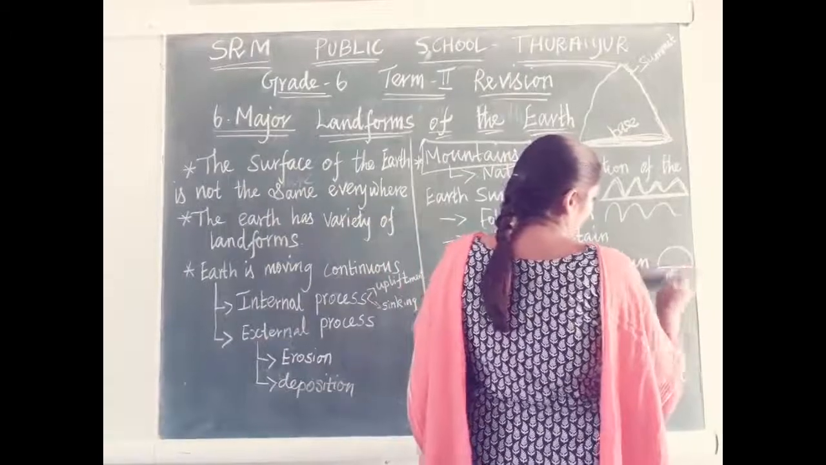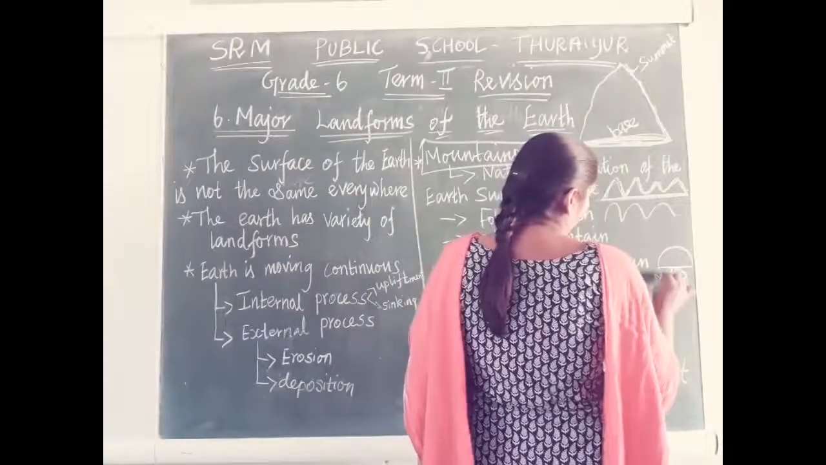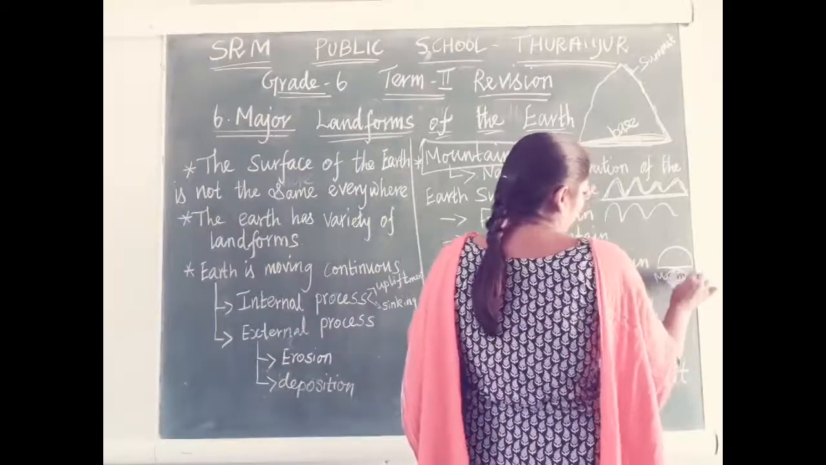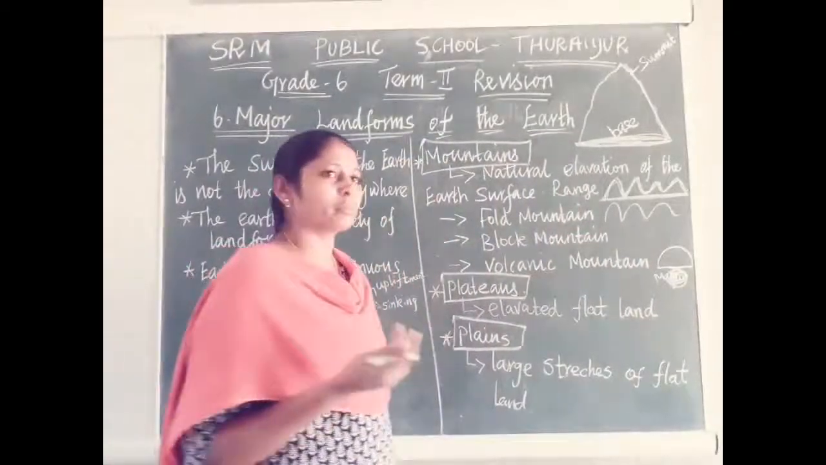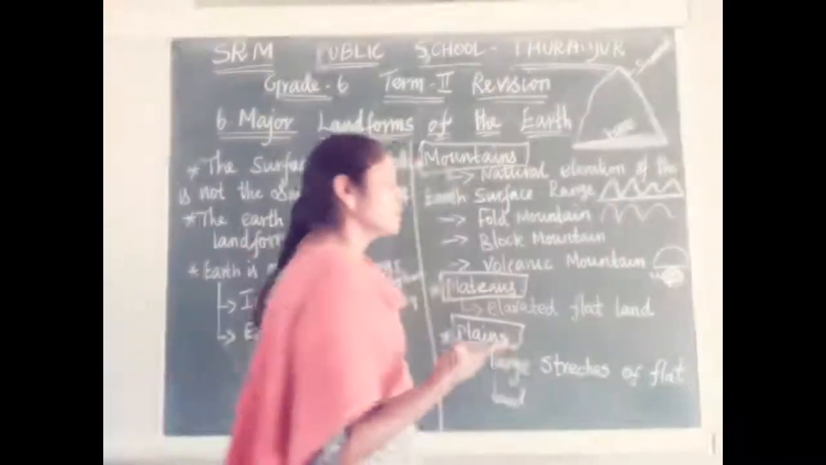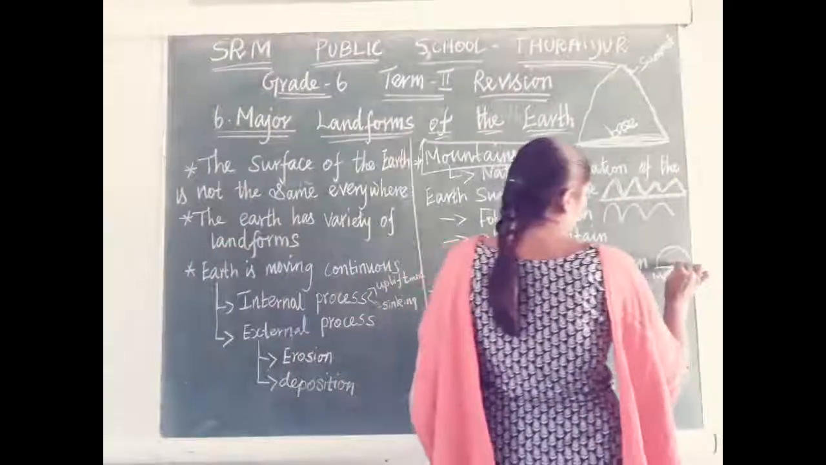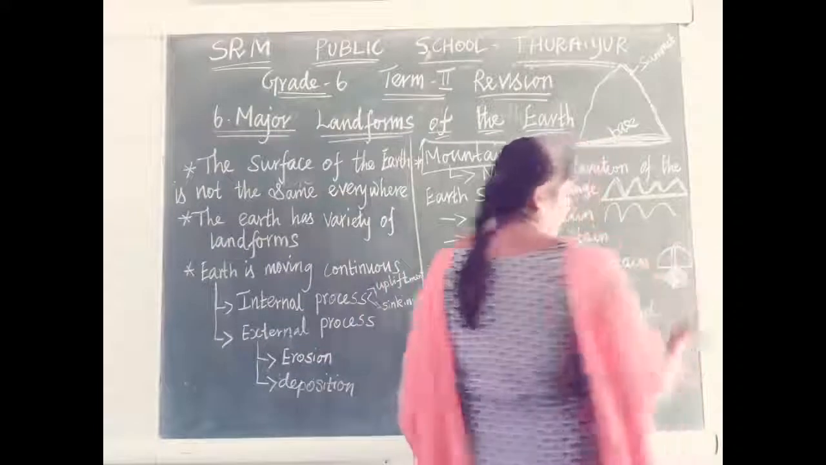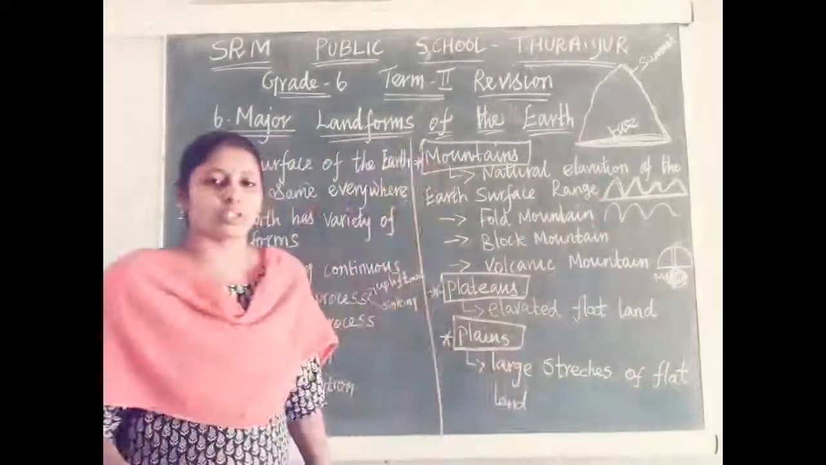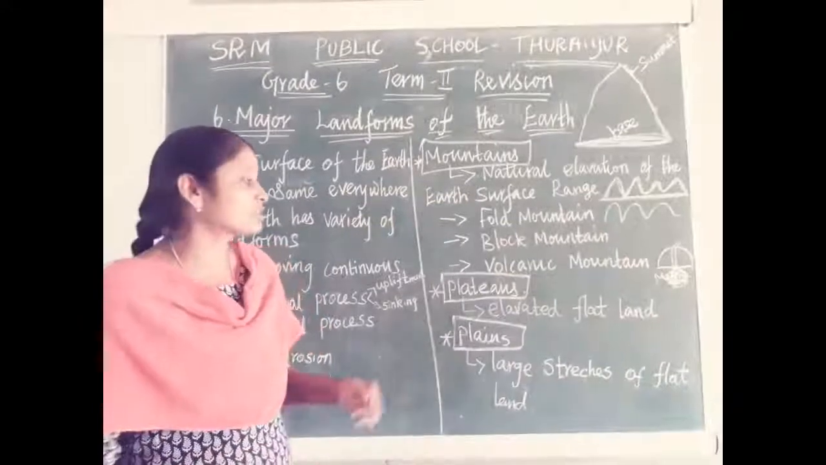So below the crust we have magma. Due to the pressure and heat of the magma, sometimes it will come out to the surface of the earth. At that time the volcano erupts. Okay, so that is what we call a volcano mountain.